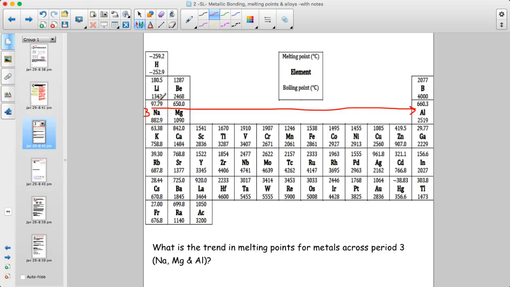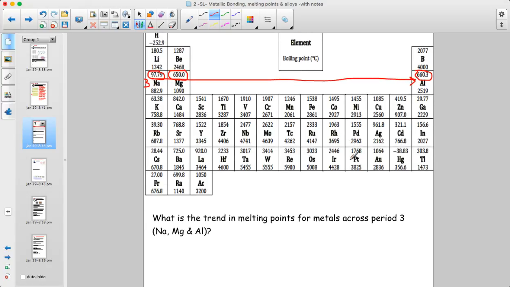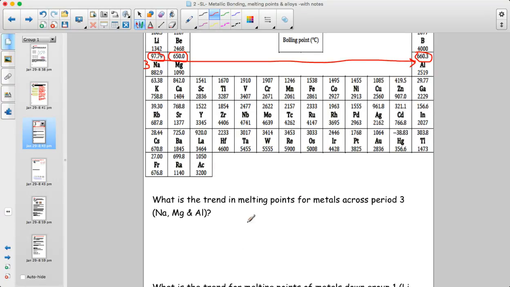If you look at the melting point, it goes from about 98 degrees Celsius, a little below water, to 650 degrees Celsius to 660 degrees Celsius. While that's kind of a funny trend, a big increase and then a little increase, the general trend going left to right is that the melting points go up. We're going to explain that on the next slide. For now, I just want us to recognize that that is the trend in the data: across from left to right, melting point goes up for these metals.